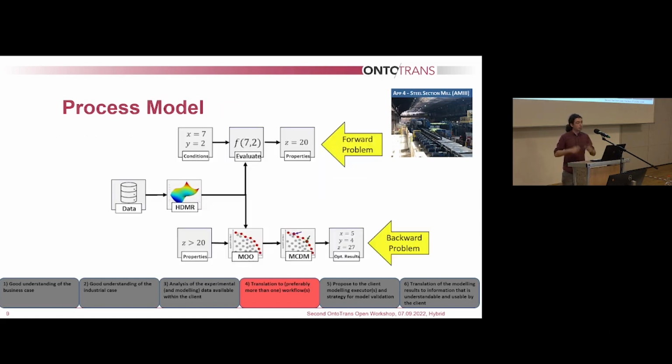Then putting that all together and putting in one kind of complete picture here, we see, as I said, the data was used to create the model using a HDMR algorithm. Then for the forward problem, a number of input conditions were specified, and the model was evaluated at those points, and the final mechanical properties were then evaluated.